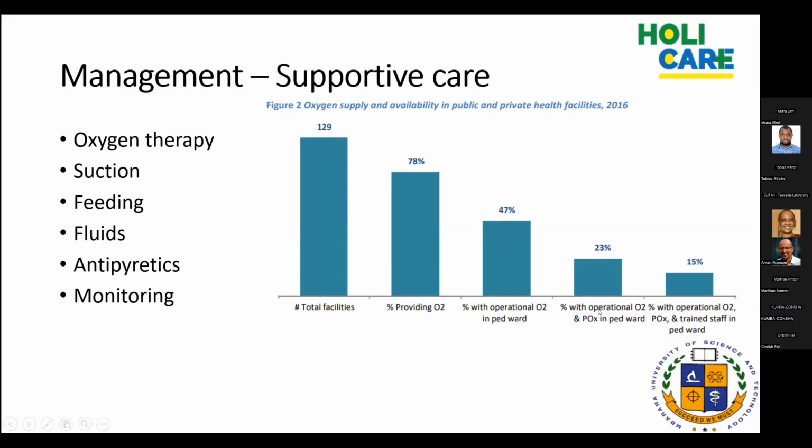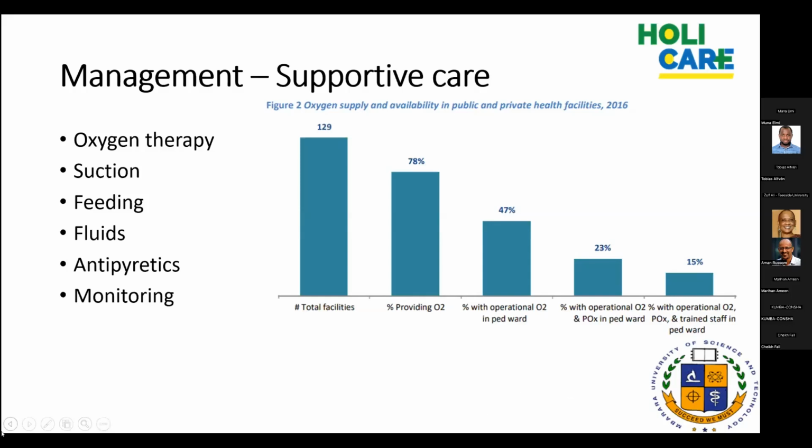And again, there were lots of other challenges with pulse oximetry. Only 23% had oxygen and pulse oximetry, and only 15% had trained staff and oxygen and pulse oximetry combined. So there is a big gap in providing oxygen in our health facilities. And also there are lots of stockouts of fluids and other challenges within the health system.